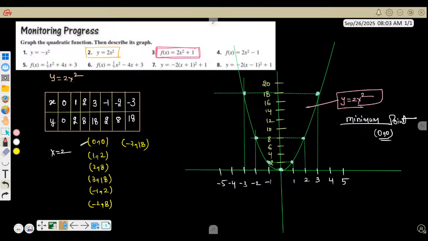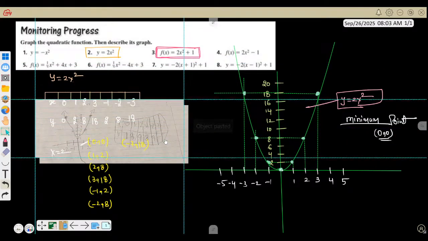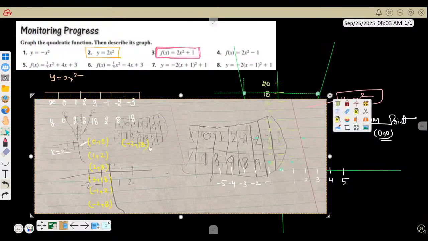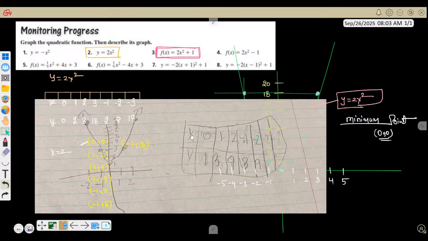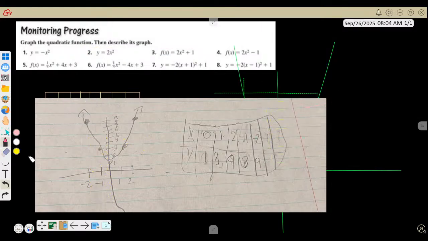Now make the graph properly, okay? So let me check whether you are correct or not. Give me 1 minute. I sent this picture in the group or not? Yes, ended. So no need for the below part. Okay. So we did this part.